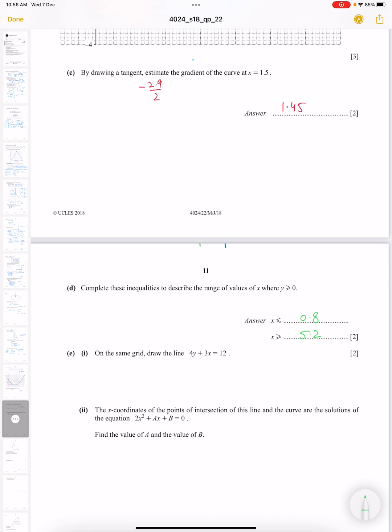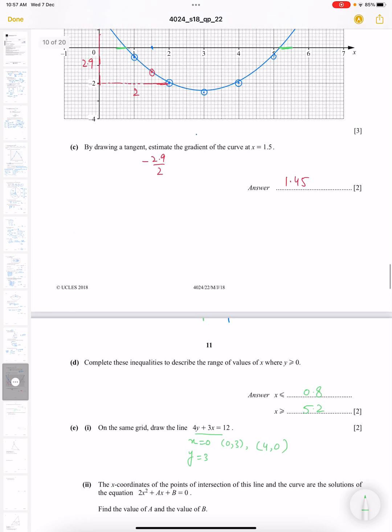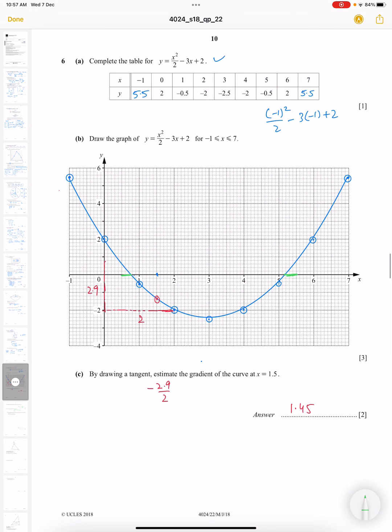Now, E part, on the same grid, draw the line 4y plus 3x is equal to 12. So in order to draw a line, let's find out the intercepts of this line. If I put x is equal to 0 in this equation, I get y is equal to 3. So the point 0, 3 comes out. Similarly, if I put y as 0, we get x as 4. So 4, 0 is another intercept. 0, 3 is the y-intercept and 4 is the x-intercept. Let's make dots here, 3 on the y-axis and 4 on the x-axis.